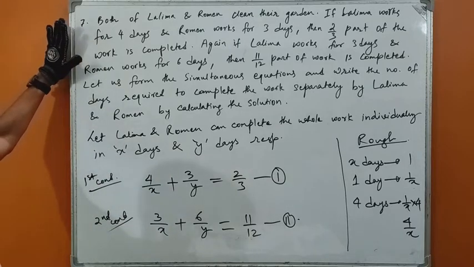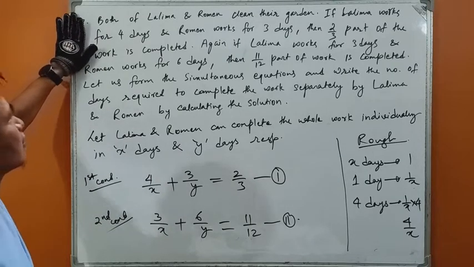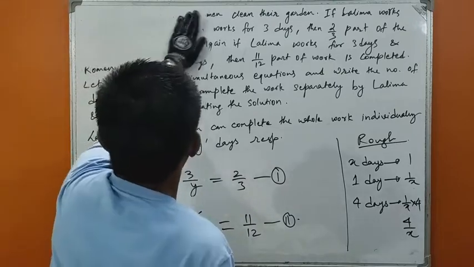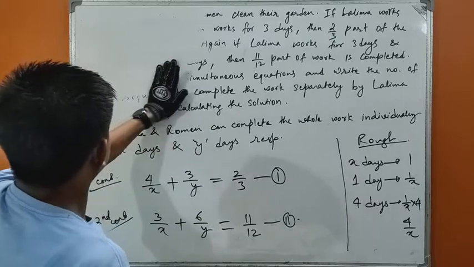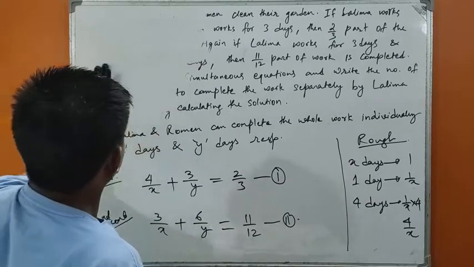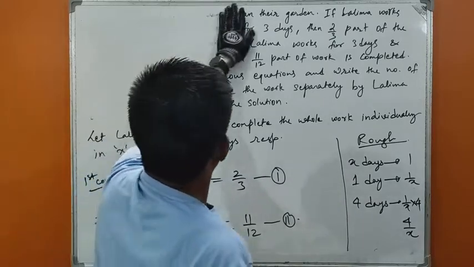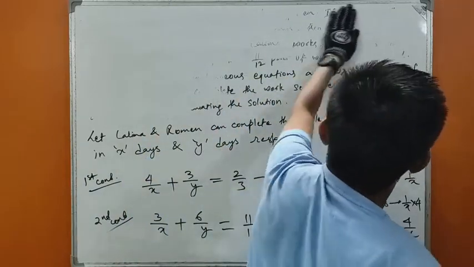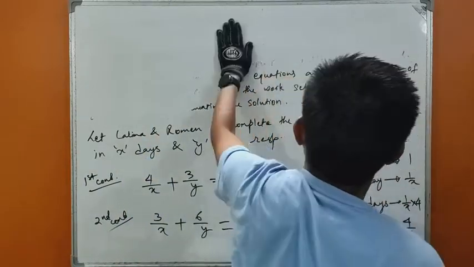Okay. Let me erase this. Take the screenshot. Okay. This is the question you must have in your book. Now we don't need this question, isn't it? We are asked to find the number of days required by Lalima and Roman individually to complete the whole work.